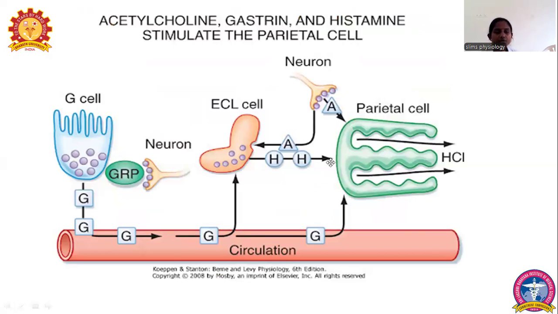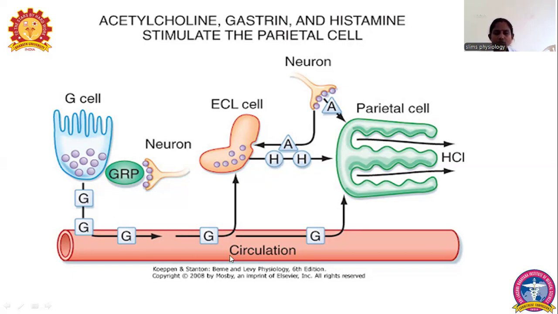So from this picture, you can note down. This is the G cell, this is the ECL cell, the G cell secreting gastrin, the ECL cell secreting histamine, this is the parietal cell, this is the nerve ending releasing acetylcholine. Whenever the G cell is stimulated, it releases gastrin, it enters the blood circulation, it can reach the parietal cell and stimulate it. The G cell releases gastrin, which can also act on the ECL cell, stimulating it to release histamine, which can act on the parietal cell. The neuronal ending releases acetylcholine. This acetylcholine can act on the ECL cell or it can directly act on the parietal cell and cause the stimulation of HCl secretion.